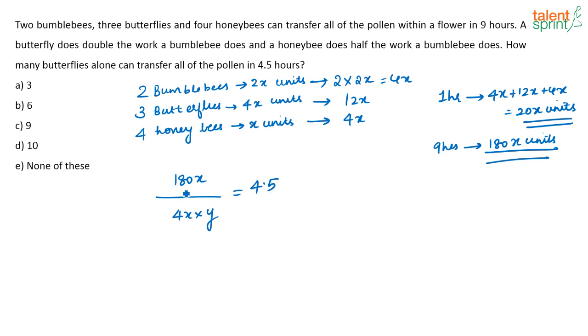See, total units of work to be completed is 180x, and this is the work completed in 1 hour by Y butterflies, or totally they are completing the work in 4.5 hours. What is the value of Y? That's what we have to find out. How many butterflies are there? This x will get cancelled. Correct, 180 by 4 is 45. So you will have 45 divided by 4.5 is equal to Y, or Y is equal to 10.